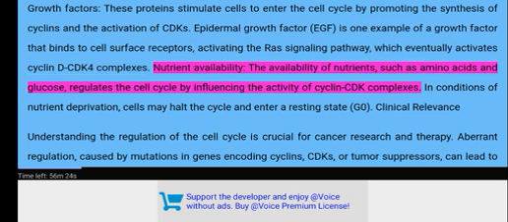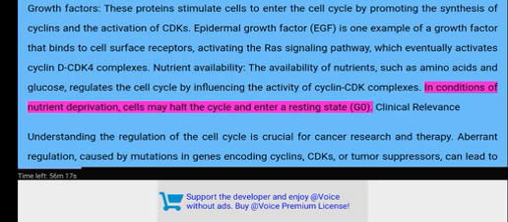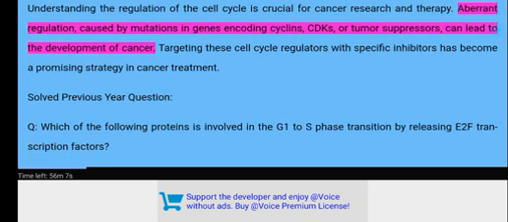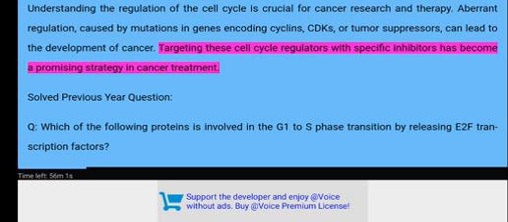Nutrient availability: the availability of nutrients, such as amino acids and glucose, regulates the cell cycle by influencing the activity of cyclin-CDK complexes. In conditions of nutrient deprivation, cells may halt the cycle and enter a resting state, G0. Clinical relevance. Understanding the regulation of the cell cycle is crucial for cancer research and therapy. Aberrant regulation, caused by mutations in genes encoding cyclins, CDKs, or tumor suppressors, can lead to the development of cancer. Targeting these cell cycle regulators with specific inhibitors has become a promising strategy in cancer treatment.